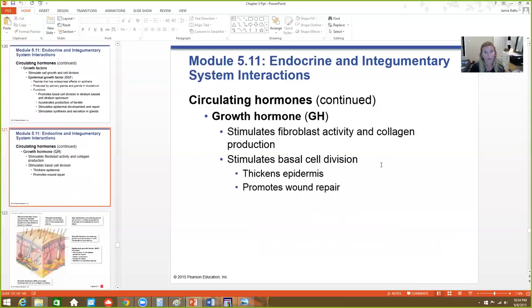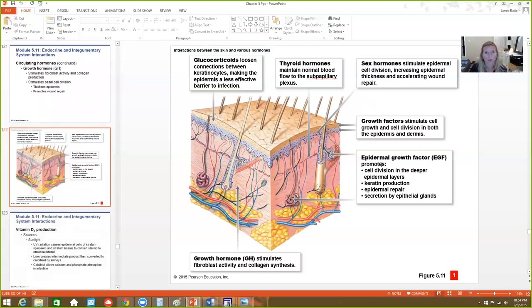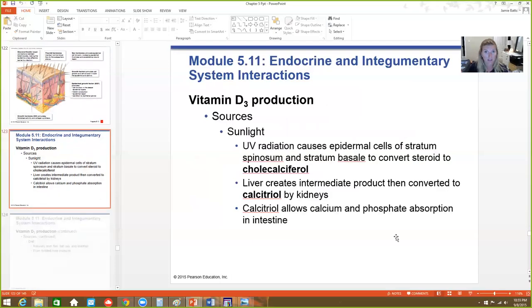So growth hormone is also going to stimulate fibroblast activity, collagen production for scar formation and wound healing. So it's also going to stimulate the basal cell division to thicken the epidermis, ultimately to promote wound repair, wound healing. So this chart goes through all of those significant hormones that I mentioned and summarizes their effects in the integumentary system. I like how your book kind of makes those connections between other systems. That will help you with your case studies.